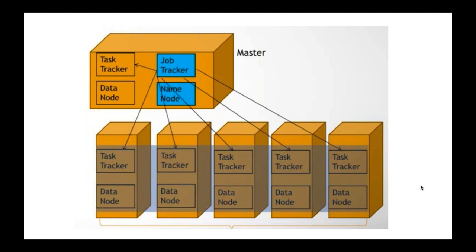The task tracker will track the job, track the data, and then give the status of the job to the job tracker. The task tracker monitors the tasks assigned by the job tracker and updates the status to the job tracker. Ideally, the job tracker is a project manager and the task tracker is a team lead.